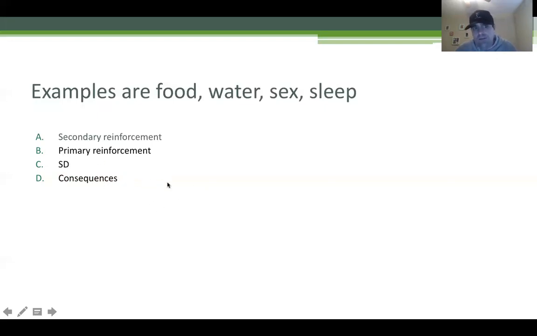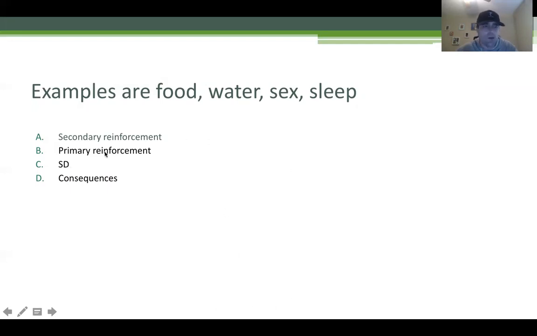Can these be SDs? Yeah. Can they be consequences? Yeah. Are they always SDs or consequences? No. So you're always looking for the best answer. You want the best answer on the test because they'll give you curveballs like this where two or three might look correct, but there's only one best answer. So what's our best answer here?